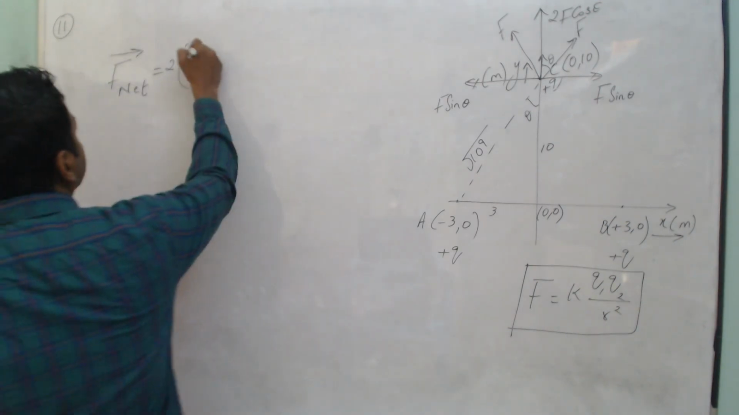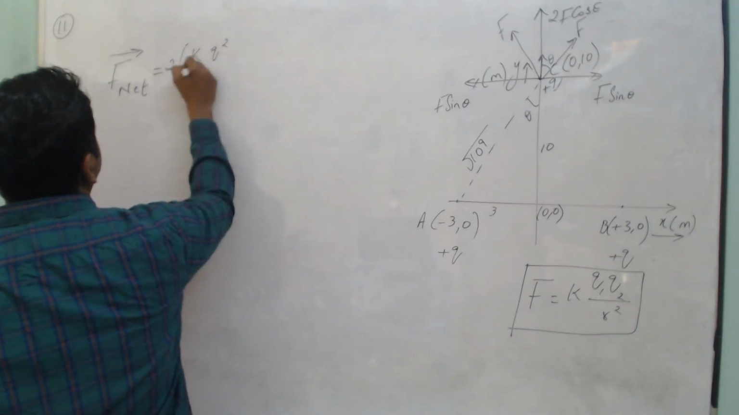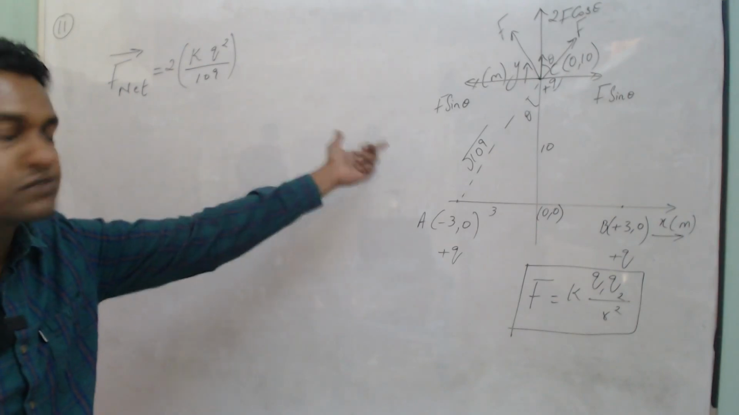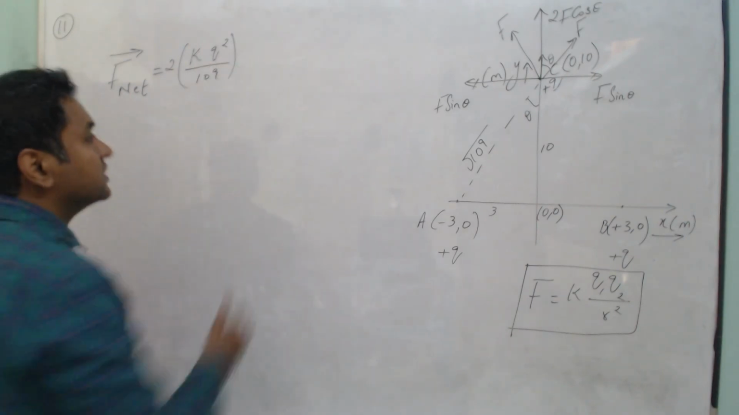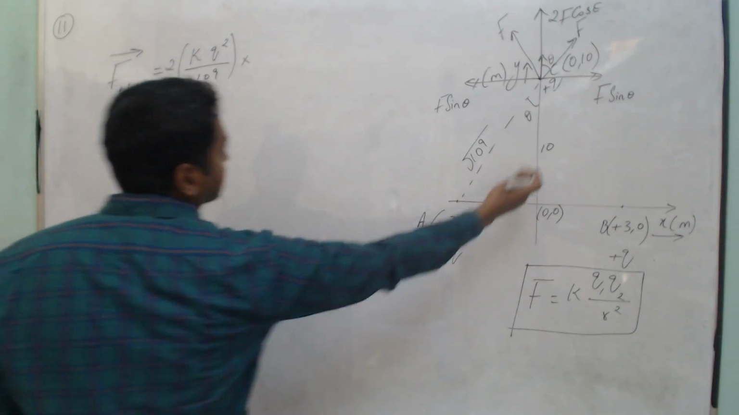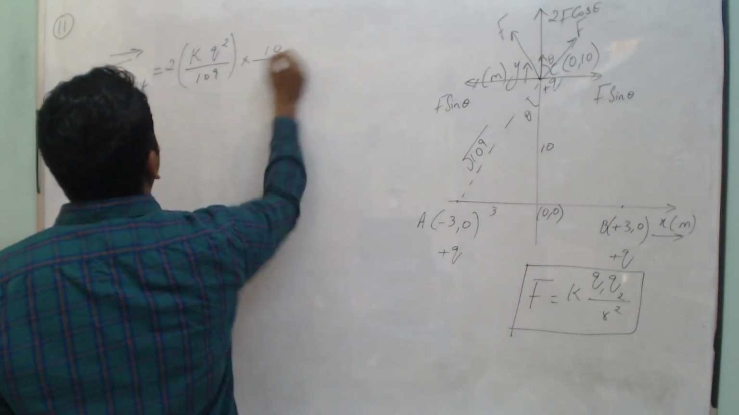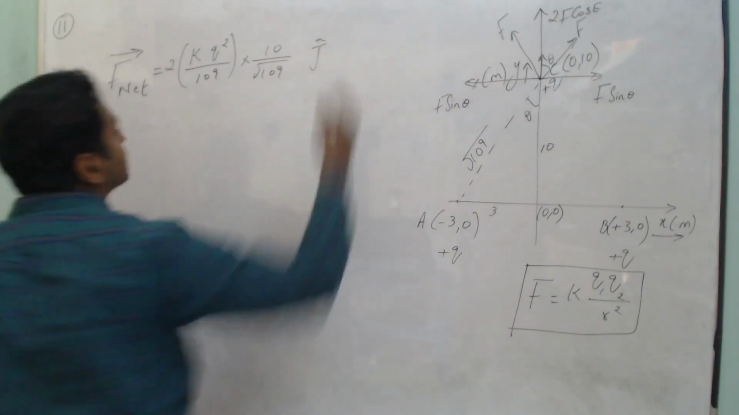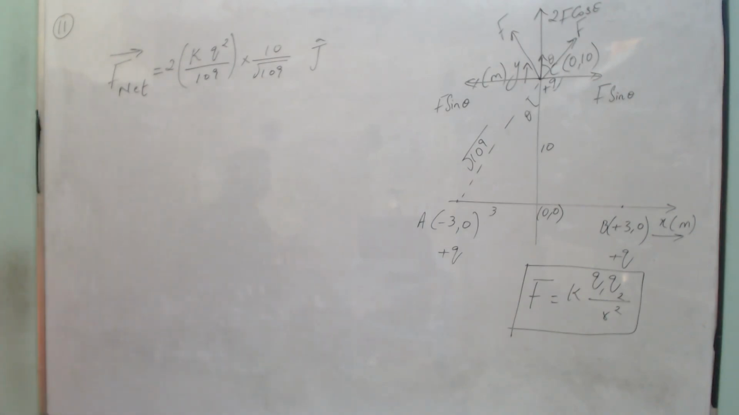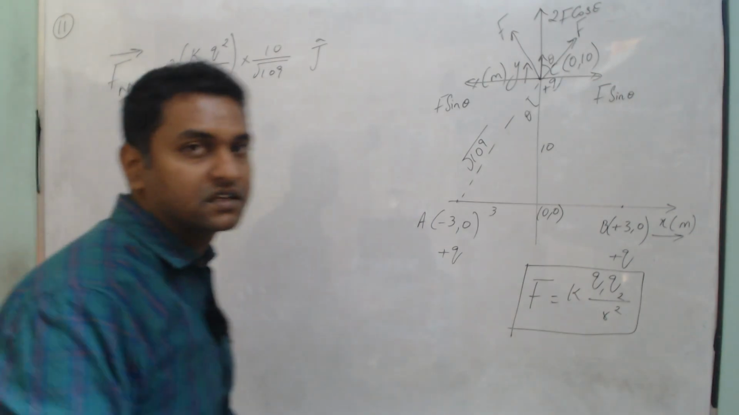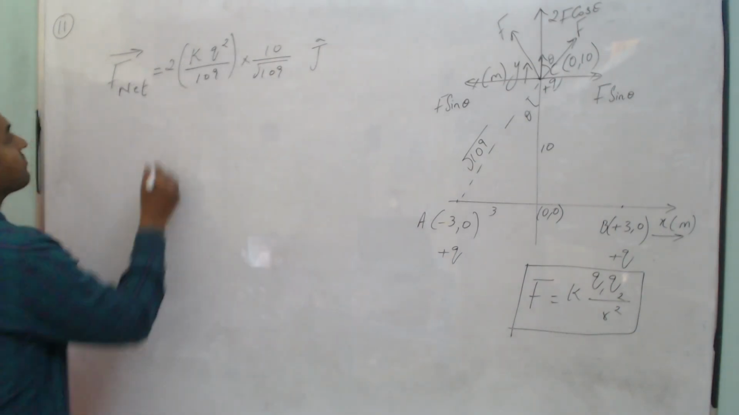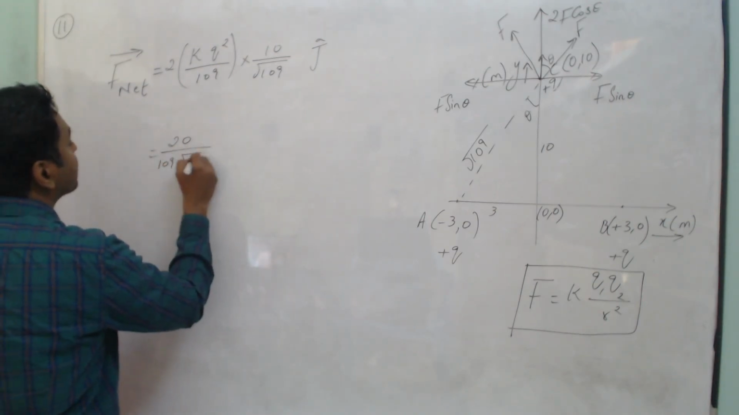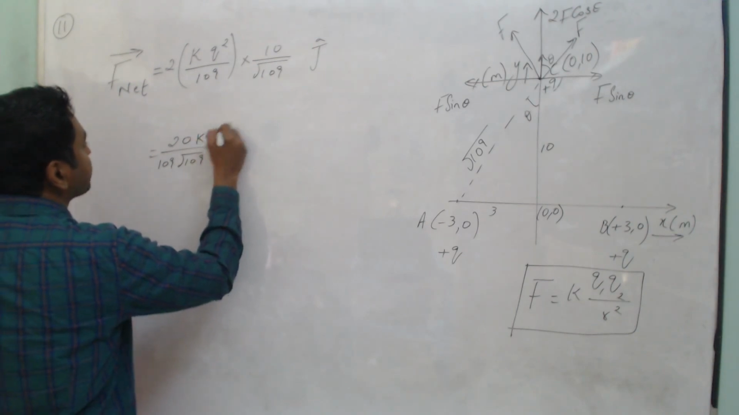Yes, sir. F is k q square by 109. Root 109 whole square is 109. Correct? Yes, sir. Into cos theta, and cos theta is adjacent by root 109. And all of it is towards j cap. Because of symmetry, this question became very easy. So final answer, what I will write, 20 by 109 root 109 kq square j cap is the final answer.